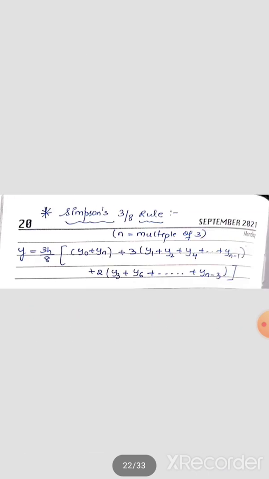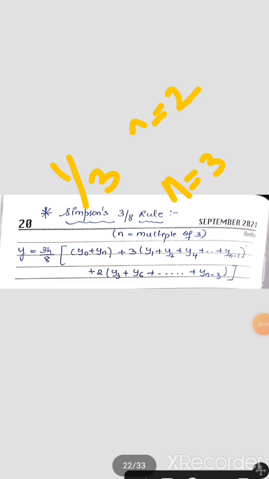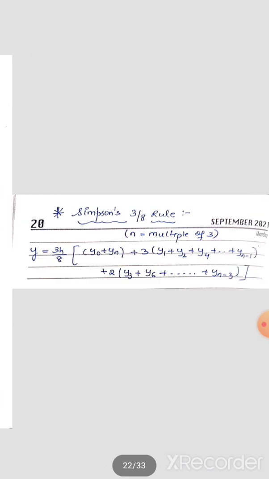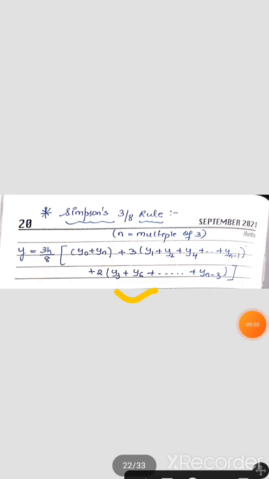And next, for 3 by 8, same, you have to find the h value, and here the value of n will be a multiple of 3, that is n equal to 3. For Simpson's 1 by 3rd, the n value is 2. For trapezoidal, the n value is 1. Here the n value is nothing but the sub-intervals which you create. So the formula is 3h by 8 times y0 plus yn, plus 3 times 1, 2, 4, and 2 times the multiples of 3. Just go through the formula clearly.